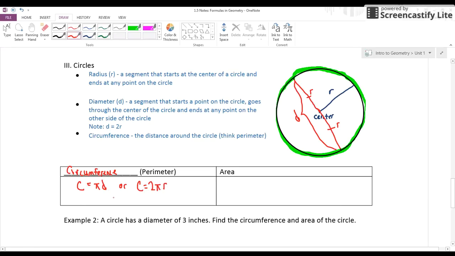Remember, pi is a special character. It means 3.14159... It's a number that goes on and on forever. It's an irrational number. And there's a pi button in your calculator you guys can use to estimate pi, or use 3.14 to do that. Okay? Area, you might know, area is pi times radius squared, so pi r squared.